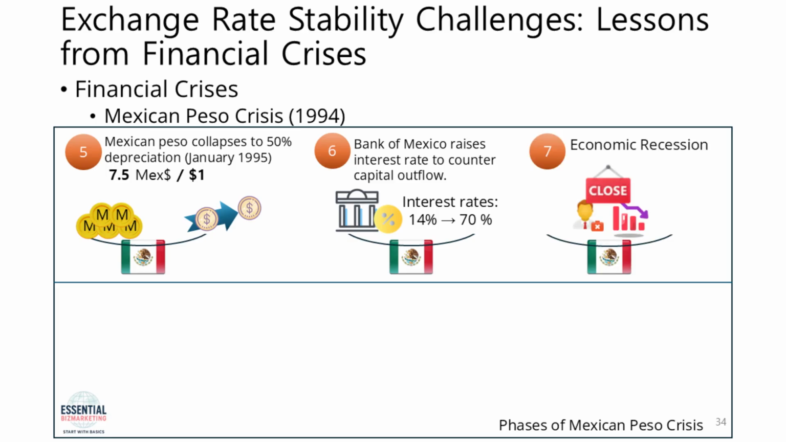But the monetary response came at a steep cost. With interest rates at 70%, borrowing collapsed and businesses suffered. The country fell into a deep economic recession as the peso crisis spilled into the real economy.